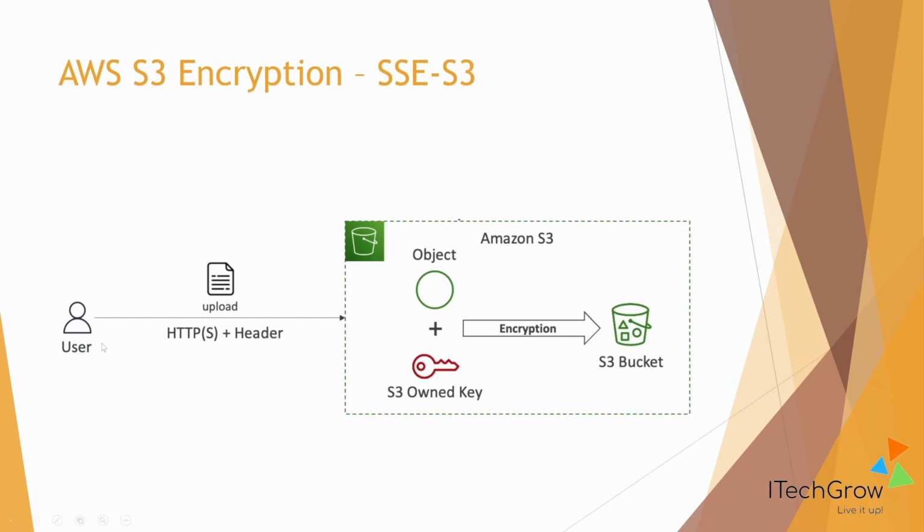In this diagram, when you are uploading any files, the request should go via HTTP or HTTPS, and when you are giving the request, you should add the header. In Amazon S3, the object will be encrypted, and it will be stored in the S3 bucket. When you are retrieving it, obviously Amazon S3 will decrypt the object and return it to the customer.